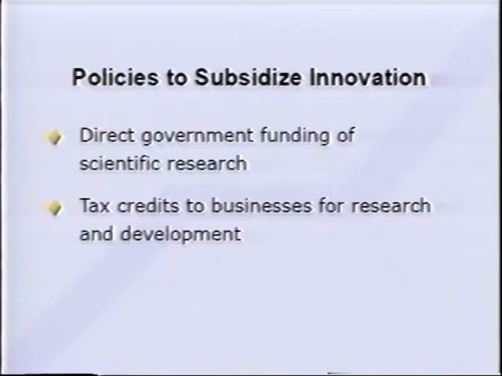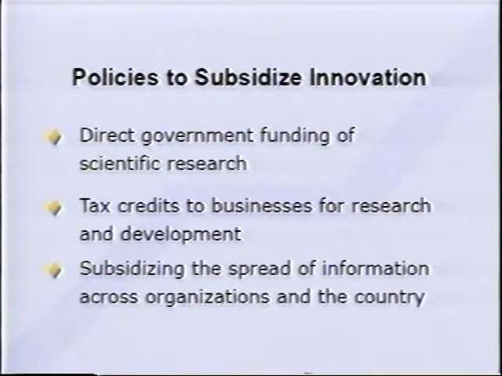Another way that the government can support R&D is to subsidize the spread of information. To subsidize the spread of information across organizations and even across the country through methods like helping build the internet, or across international boundaries as well. Let me try and give you a couple of examples. In 1993, there was something called the National Cooperative Research and Production Act. And what it allowed companies to do was to form jointly funded research and development institutions.